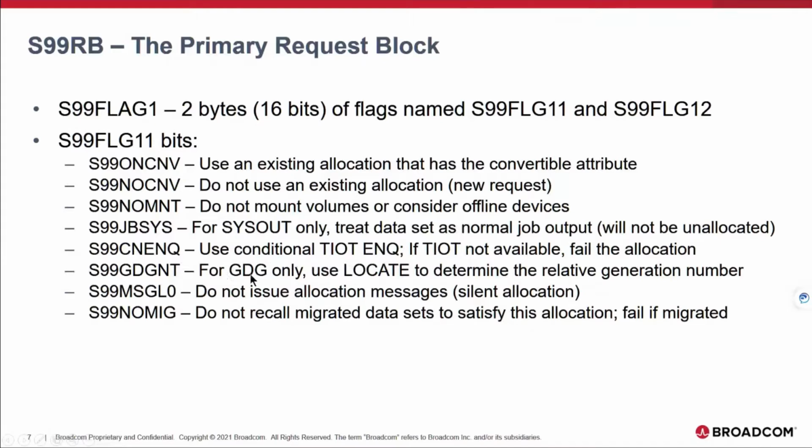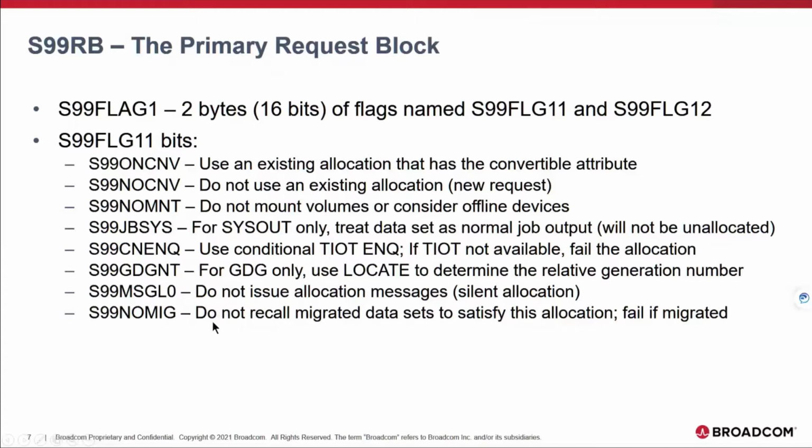And other specialized things like for GDG use locate to determine the relative generation number, which means you're giving them instead of an absolute generation number, you're giving a like 0 or -1 or +1, and you'll have to use locate to resolve what is the absolute generation number for that. This one is useful sometimes. It's a silent allocation. There's no messages that get issued, so if you turn this flag on, you won't see any evidence that an allocation occurred.